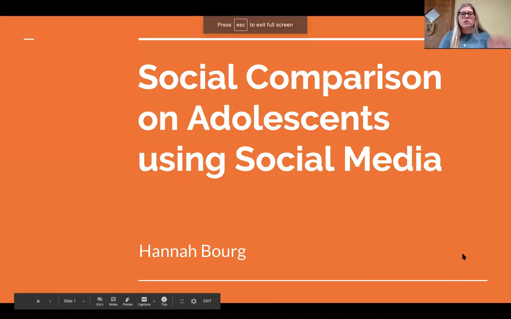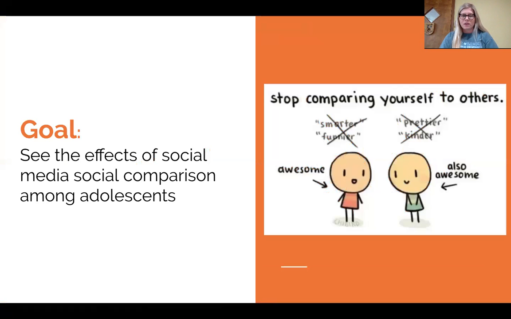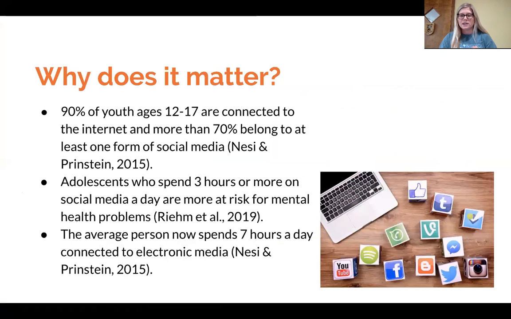So my paper is on social comparison on adolescents using social media. The goal of this paper was to see the effects of social media, social comparison among adolescents. And there's a fun little graphic right there for you to look at. I thought it was cute.